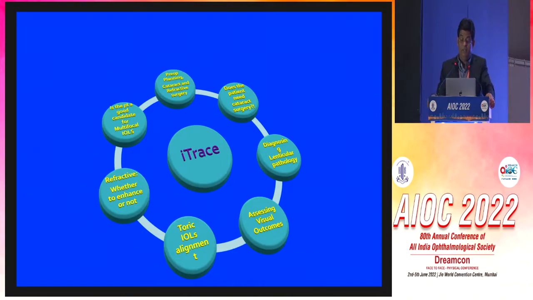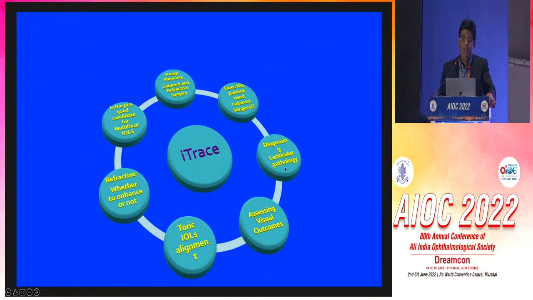One, it can help us in the preoperative planning of the patient, both for cataract and refractive surgery. And most important question, does the patient need cataract surgery? Patient comes to you, he has a 6/9 vision or 6/6 vision. Does he need cataract surgery? This can help you decide that.